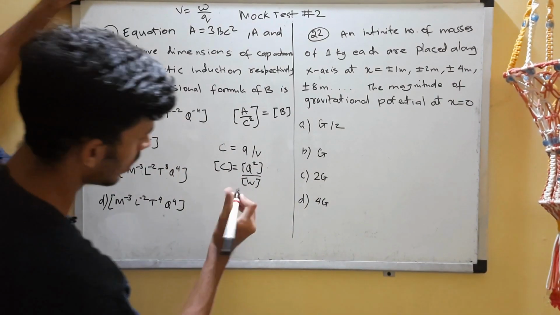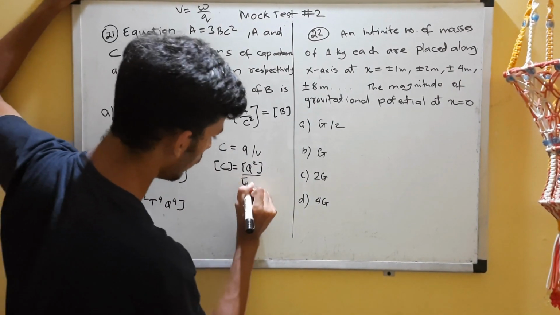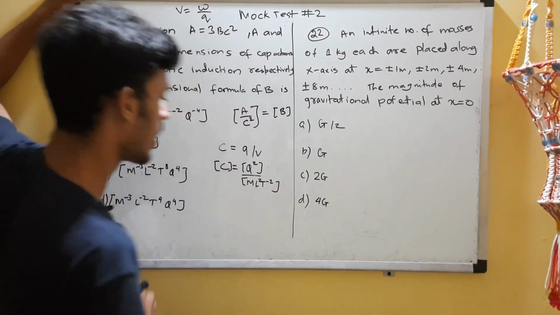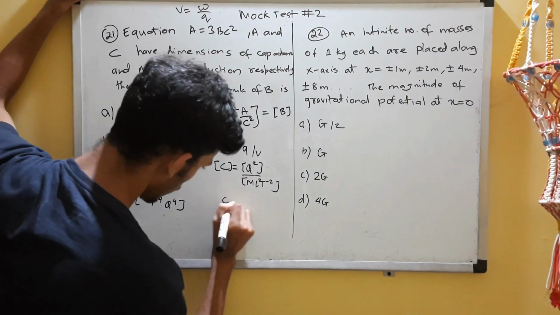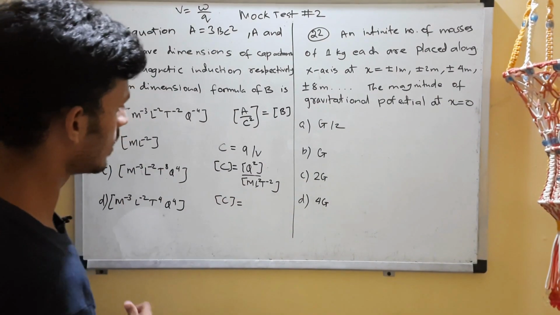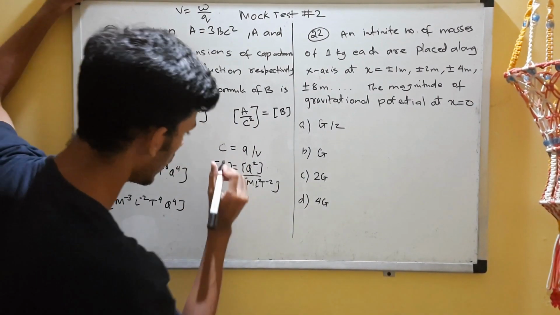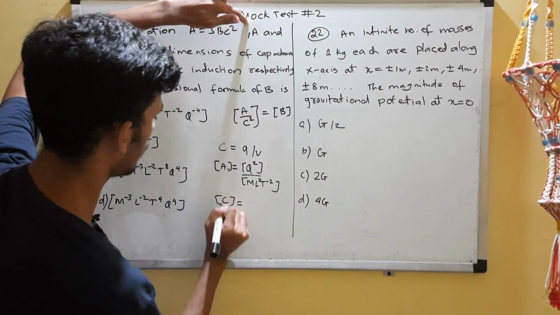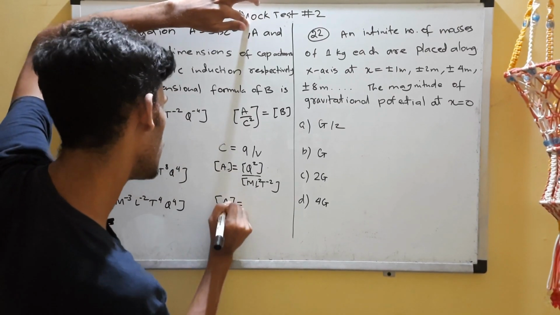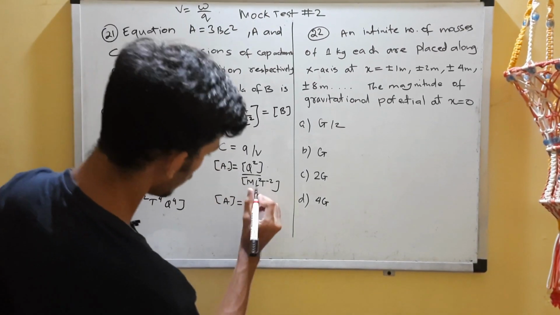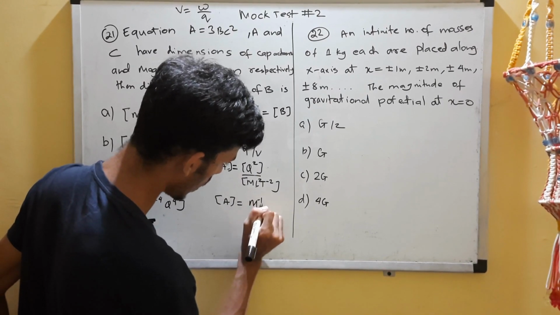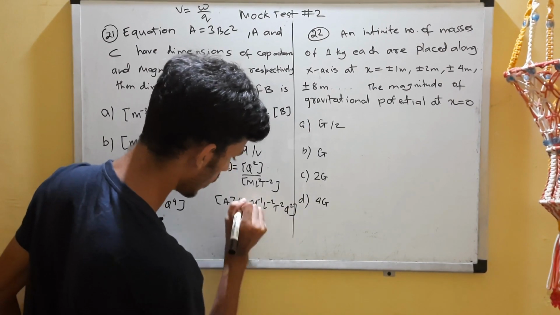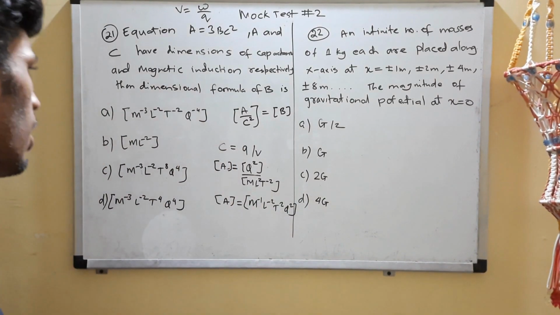Now work has the dimensional formula of mass into velocity square, just same as your kinetic energy. So we get the unit of capacitance. Now this is capacitance, not the C, so I'll directly write it as A. Understand that this is the dimensional formula of A or capacitance. So you'll get M minus 1 L minus 2 T raised to 2 and Q raised to 2.